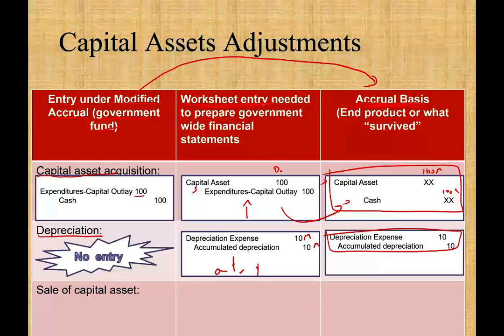Now, sometimes we sell an asset. How do we recognize an entry when we sell an asset on the government-wide financial statement? We debit cash of 60 million. We credit proceeds from sale, 60 million.